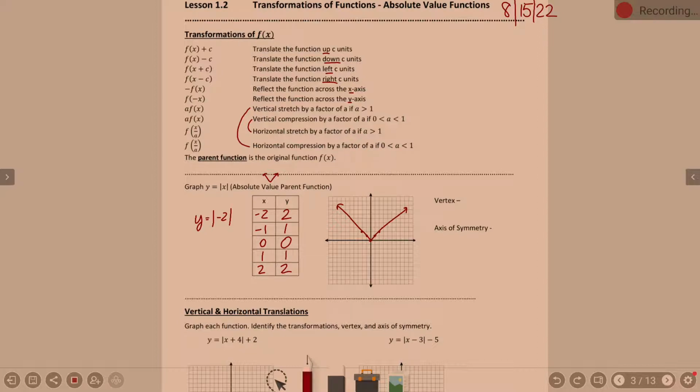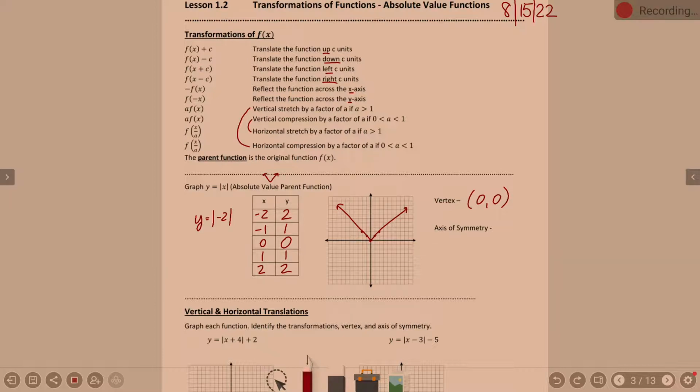Now, a little bit to know about that absolute value V. The basic absolute value V is always going to be centered where? Where does it start? What is this ordered pair? 0, 0. And 0, 0 is called my vertex. So when it asks you about the vertex of your graph, the vertex of your absolute value V, it's the point of the V.